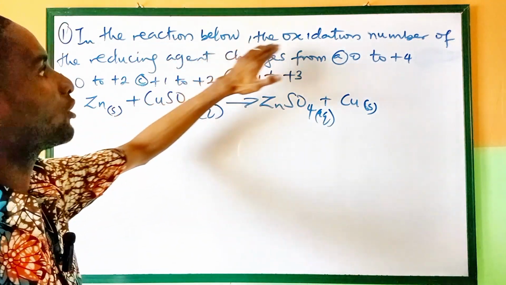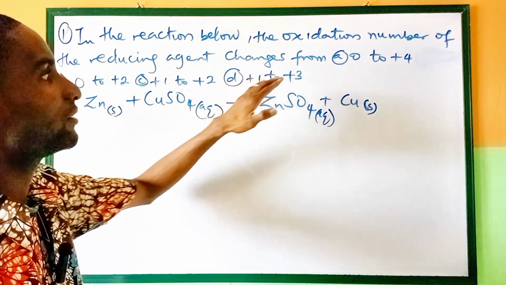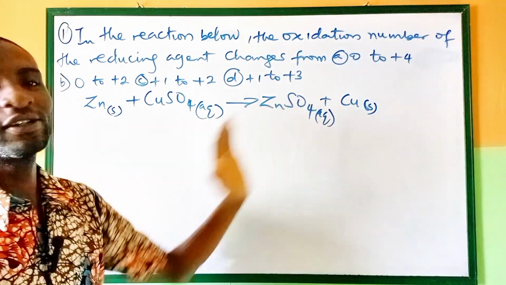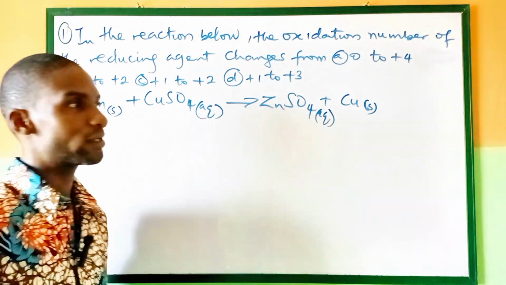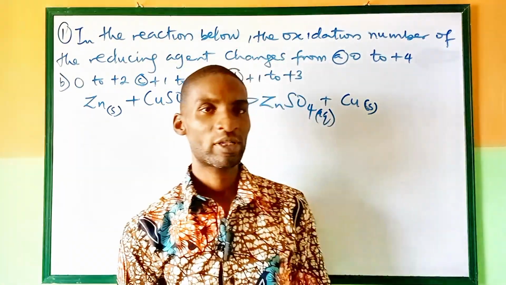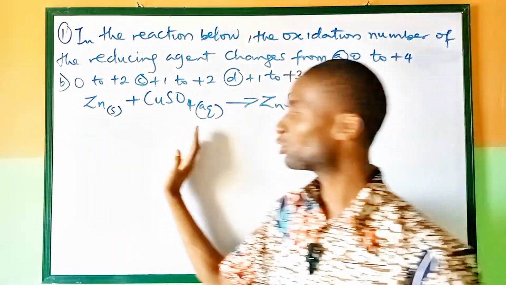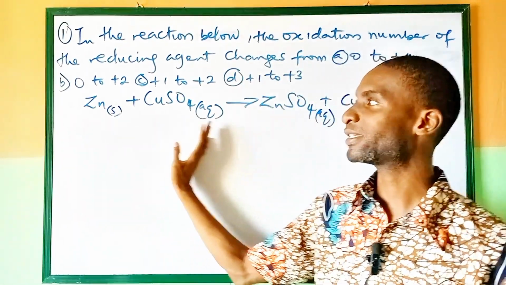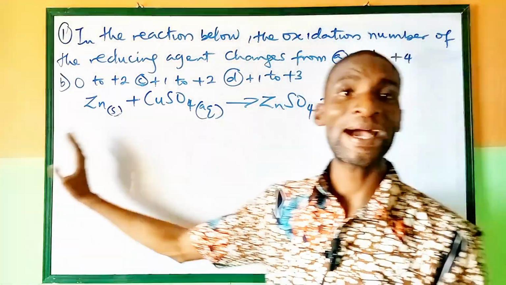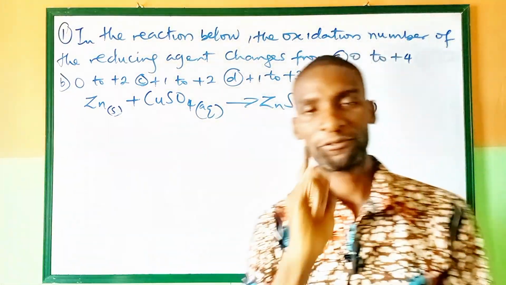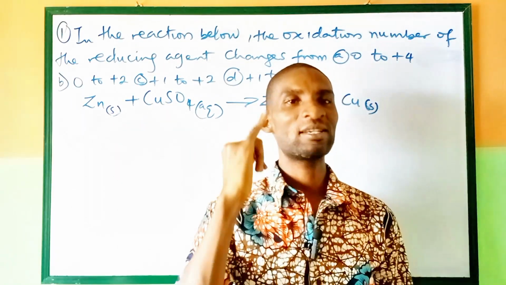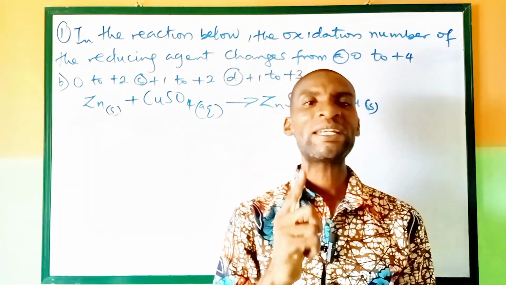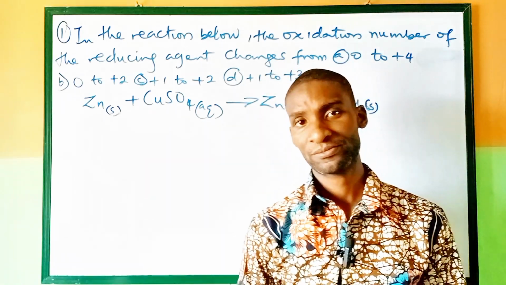And the question says, in the reaction below, the oxidation number of the reducing agent changes from what? So you need to understand which of these is the reducing agent, which is the oxidizing agent. Now, one of the first things you need to understand is that for a reaction, you have two sides. Can you see this arrow is dividing this reaction into the reactant side and the product side? So everything on this left side is the reactant and this is the product. The first thing to note is that whenever you are asked the oxidizing agent and the reducing agent, the answer can only be on the reactant side.